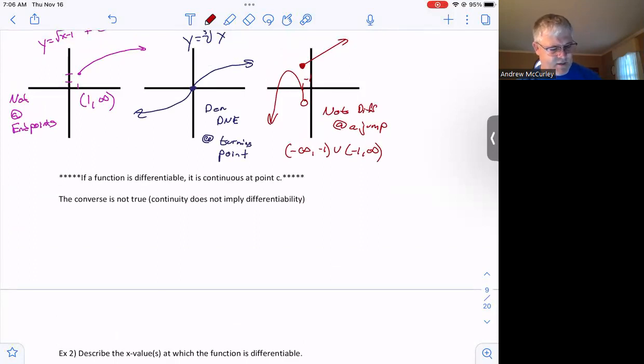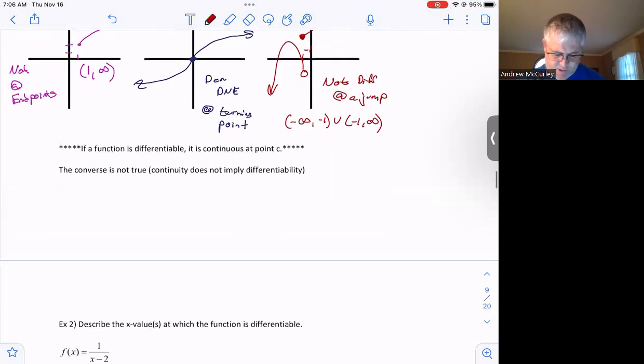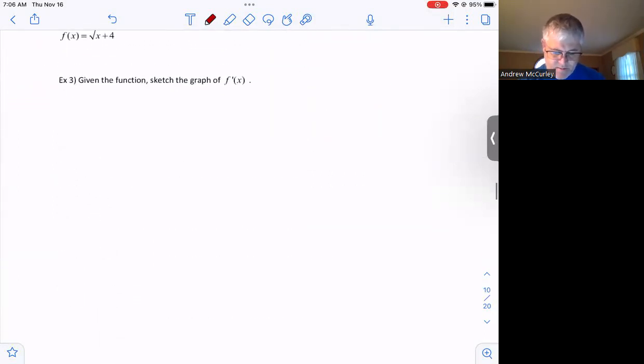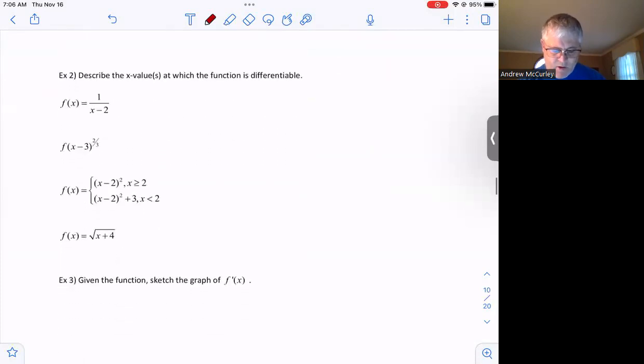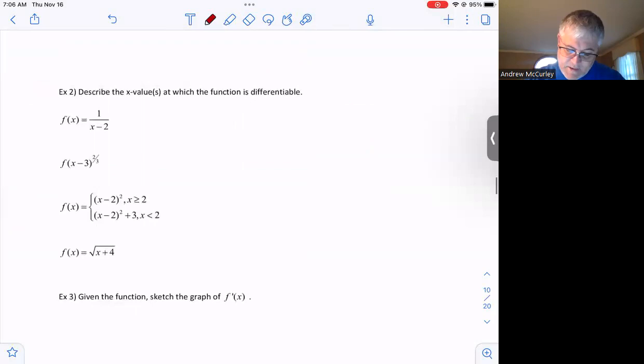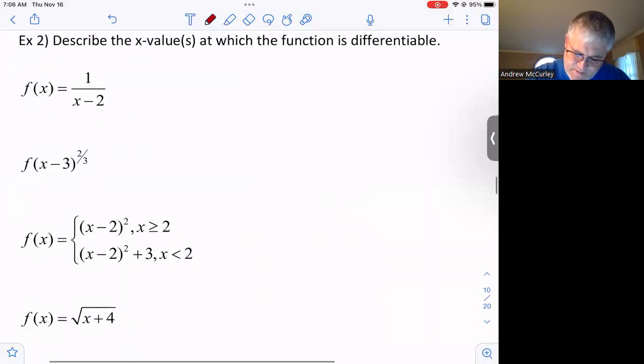Okay, so let's look at these functions and see what we can talk about. Okay, so describe the value of this function. Well, we know this is one of those that's going to kind of look like, for the first one, we've got an asymptote at 2, right, and at 0. So we know it's going to do this and this.